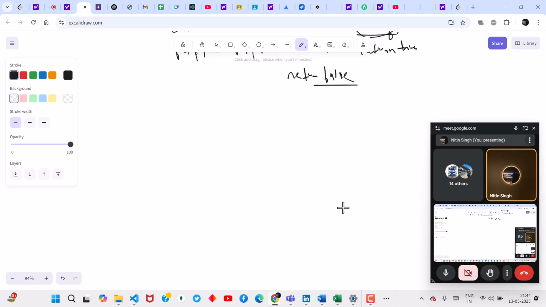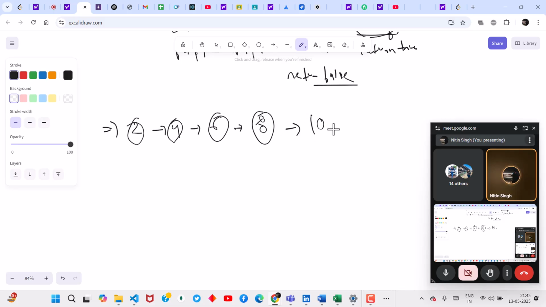Let me take any other test case. Let me just refine all the things. Let's say I have 2, I have 4, I have 6, I have 8, I have 10, I have 11. And this 10 is being connected with this 4.